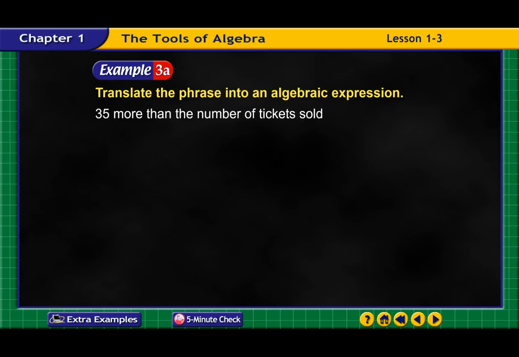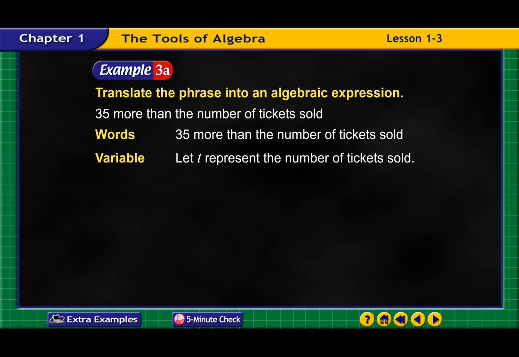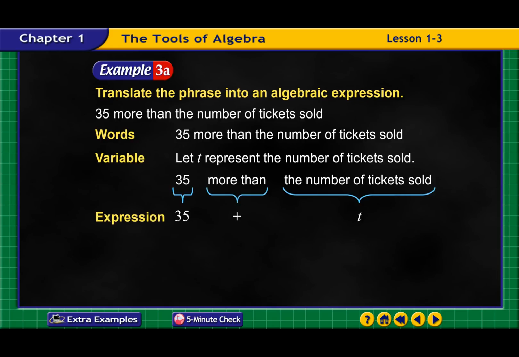All right, keep going. We're going to translate this phrase. This will be the second half of your homework or your classwork. Woohoo! Translate this phrase into an algebraic expression. 35 more than the number of tickets sold. So those are the words. The variable, we have to assign a variable. So we're going to make t be the number of tickets sold. So 35 more than the number of tickets sold. So 35, I love this part. Now we're going to put 35, more than would be add, and then the number of tickets sold, t. 35 plus t. So the expression for this is going to be 35 plus t.